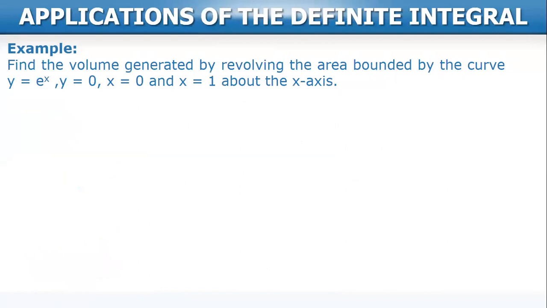In this example, find the volume generated by revolving the area bounded by the curve y equals e raised to x, y equals 0, x equals 0, and x equals 1 about the x-axis.